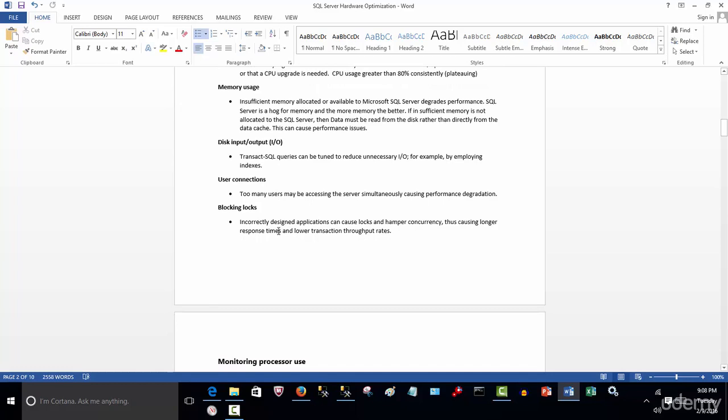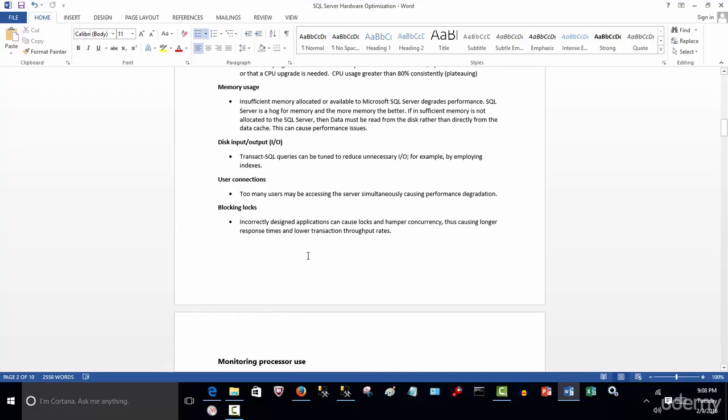User connections. How many users are accessing the SQL Server simultaneously? Obviously, if you have 2 or 3 or 5 or 10, that's fine for connectivity. But if suddenly your business is growing larger and you've got hundreds, if not 500, if not 1,000, then obviously this can degrade performance. So you may want to look at the user connections also.